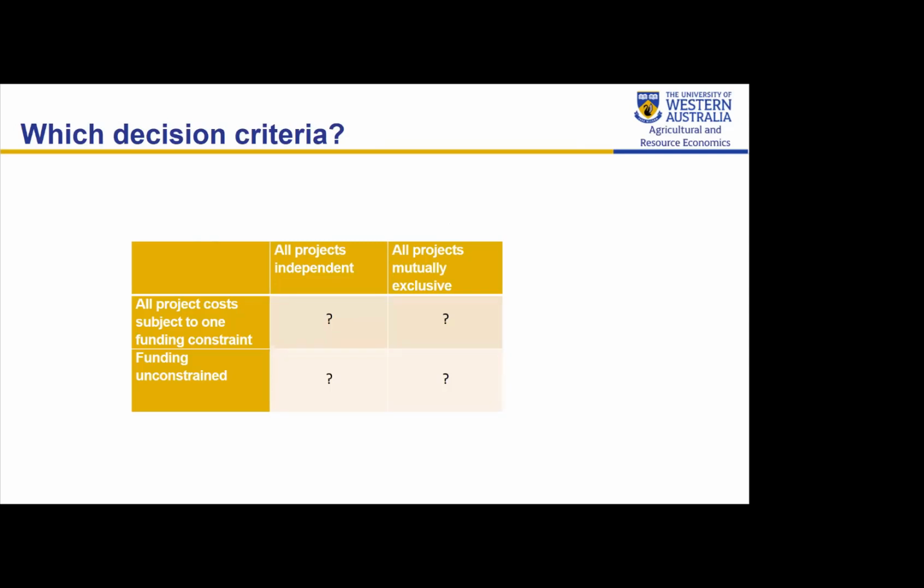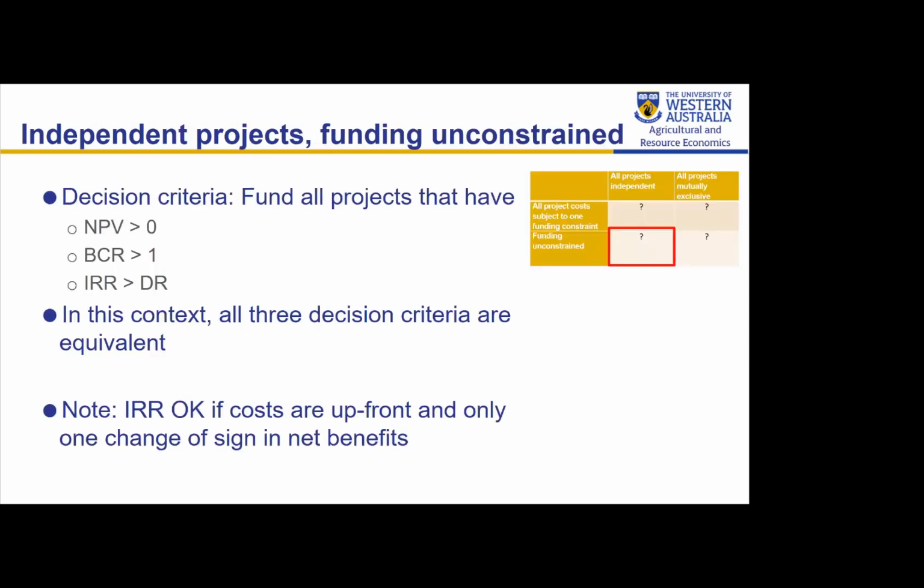All right, so if you combine those two conditions into a little 2x2 matrix like this, you've got 4 circumstances where you might need different benefit cost analysis decision criteria. So let's look at those. I'm going to work through the 4 different spots in this table.